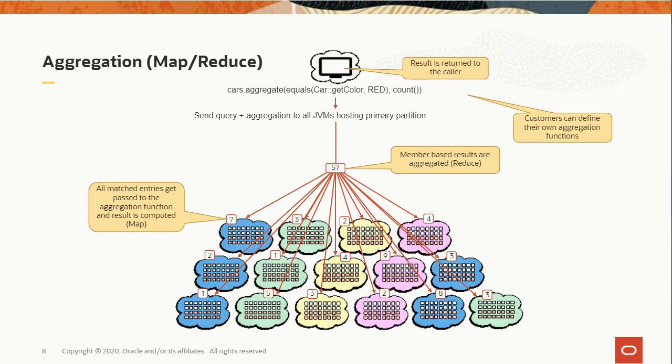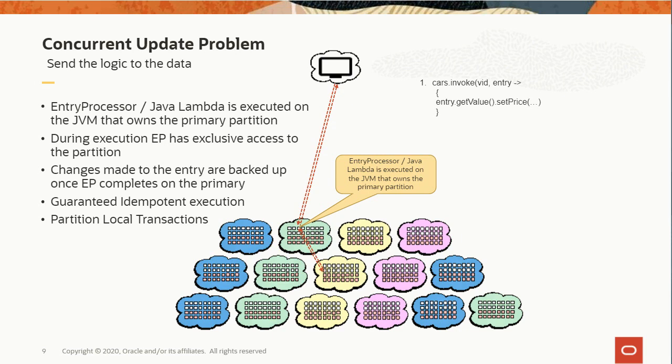So that's an example of aggregation, and later we'll see an aggregator written in JavaScript running in these JVMs on GraalVM Enterprise. Finally, we have in-place processing that is very helpful for concurrent updates. Instead of a lock, get, modify, put, unlock sequence, we can just invoke what we call an entry processor or a Java lambda, and it is executed in the cache server that owns the key value pair, the entry you're invoking it on.